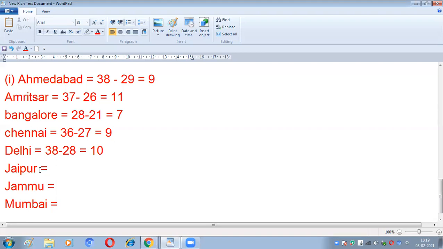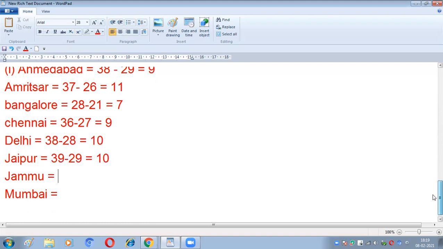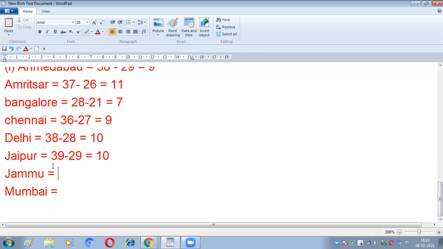Now the maximum temperature of Jaipur is 39 degrees Celsius, and the minimum temperature of Jaipur is 29 degrees Celsius. So 39 minus 29 is equal to 10 degrees Celsius. Now we are proceeding to the city Jammu. The maximum temperature of Jammu is 41 degrees Celsius, and the minimum is 26 degrees Celsius. So 41 minus 26 is equal to 15 degrees Celsius.